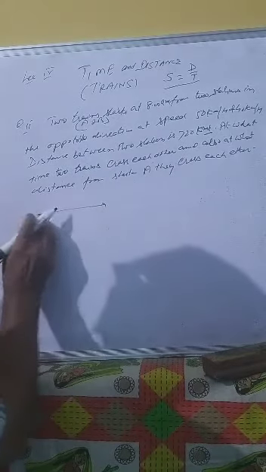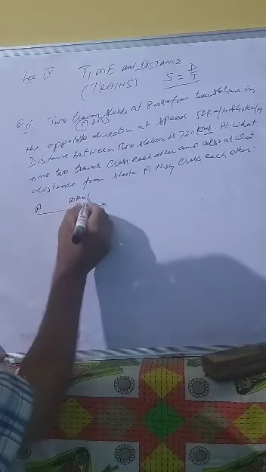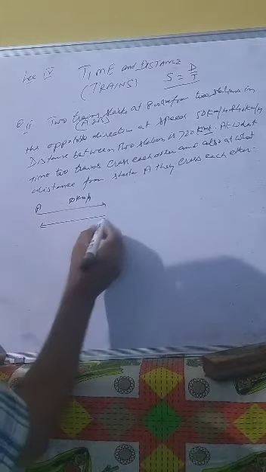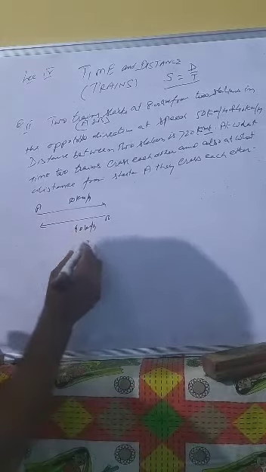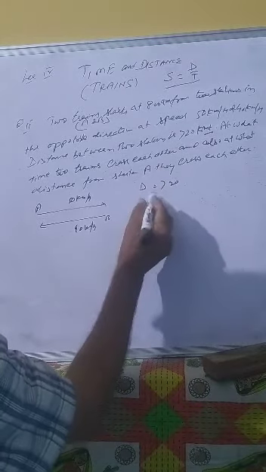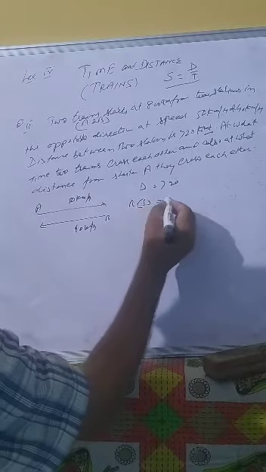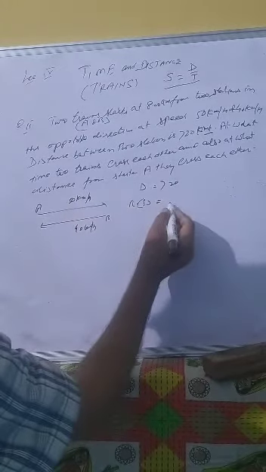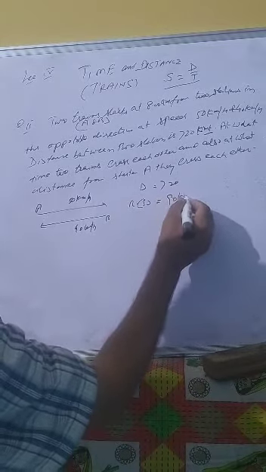Two trains from station A and B start at 8 a.m. from two stations in the opposite direction. It means this is the train A, which starts with 50 km per hour, and the train B starts with 40 km per hour. The distance between the two stations is this, and the relative speed is equal to this plus this. When the trains are in the opposite direction, the relative speed is the sum of the speeds. It is 90 km per hour.